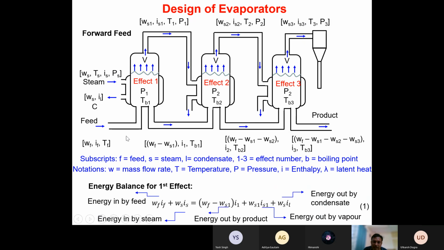So what I'm trying to say is the size of effect 1 and size of effect 2 and size of effect 3, all three effects will have the same size. In fact, these three units are the same sized unit. You will not be able to distinguish between them. You are only putting them one after another and then calling them effect 1, effect 2 and effect 3. It's not that the size of effect 2 is lower than effect 1 or size of effect 3 is lower than effect 2 or 1. It's not like that. They are of the same size.